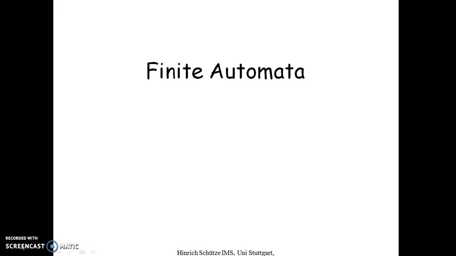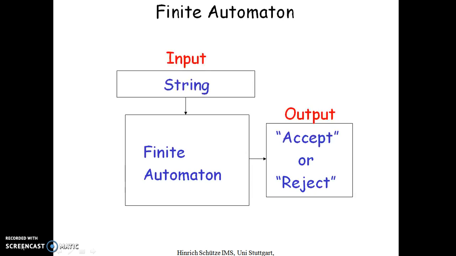Namaste. In this video, we are going to see about finite automata. Finite automata, as we have already seen, has no temporary memory. Here, we will have only the input and the output. Input will be a string, and the output will tell us whether the string is accepted by the automata or rejected by the automata.